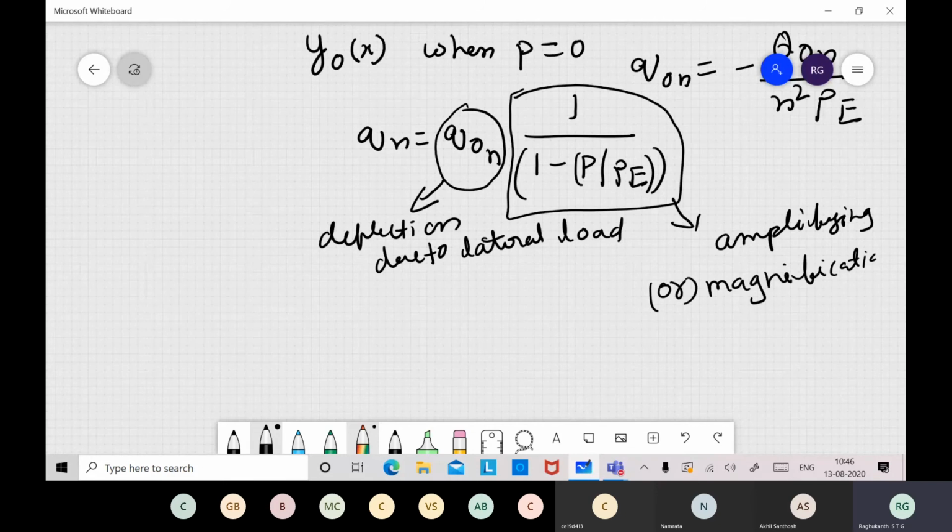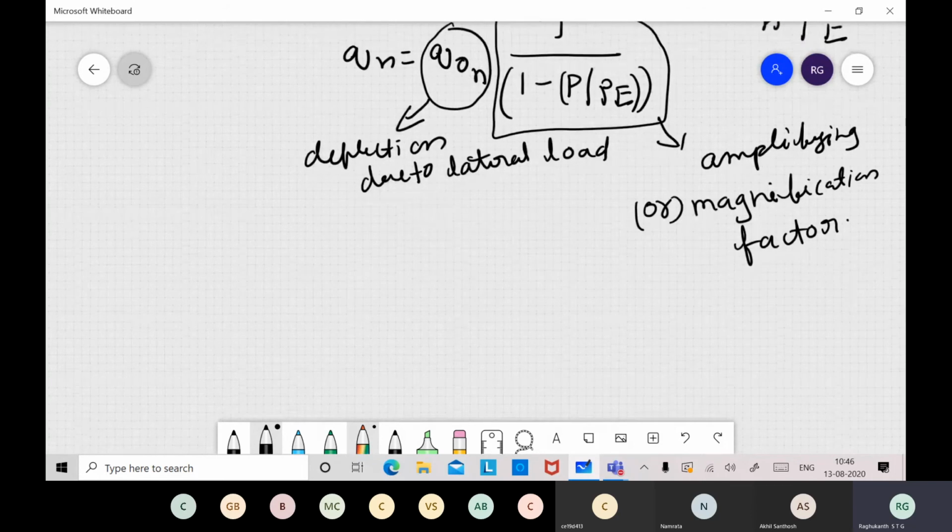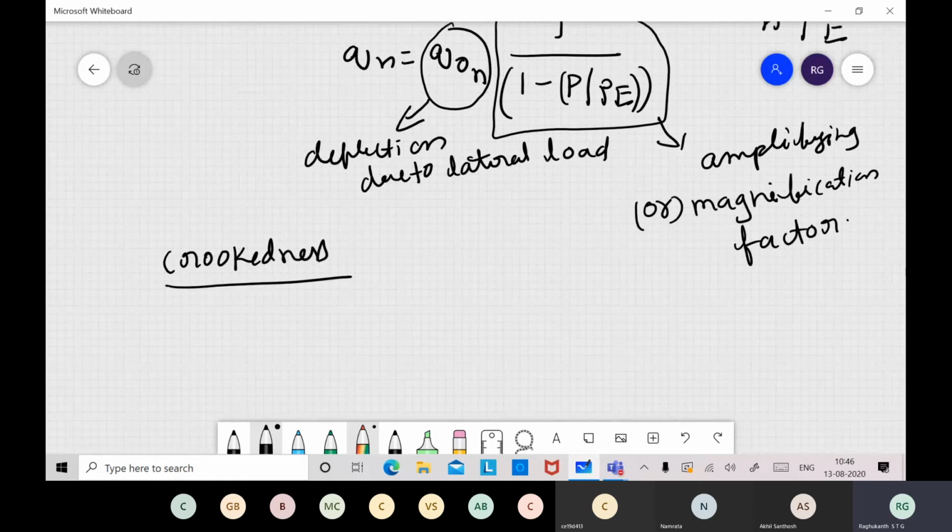So this is also known as a magnification factor. You followed? So this also comes. And now previously we have solved, I think you remember this, the eccentric kind of a column, that's initial crookedness. So if you see the derivation, previously we have already done this derivation for crookedness.